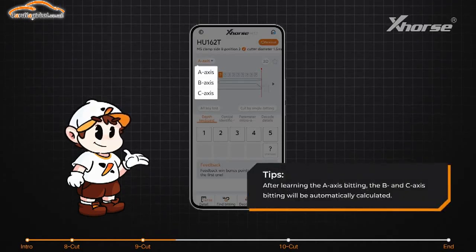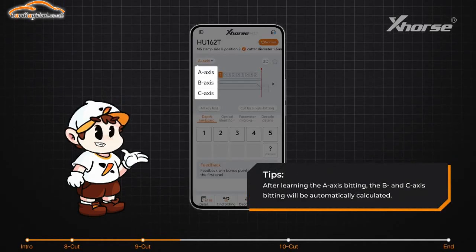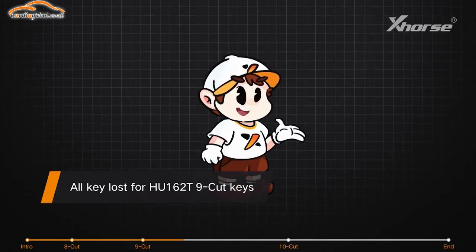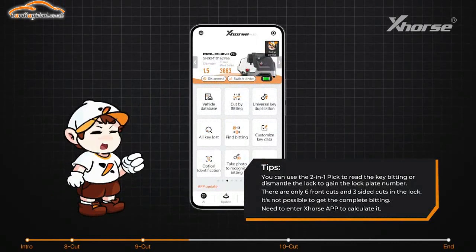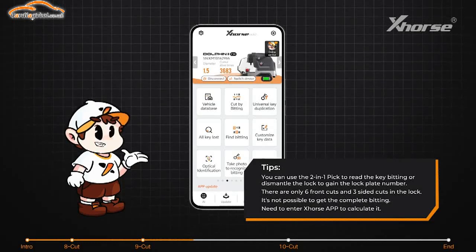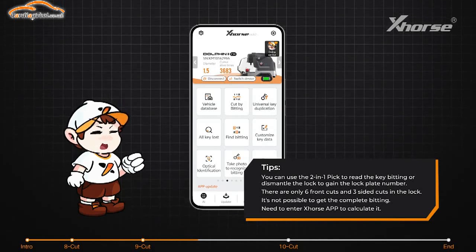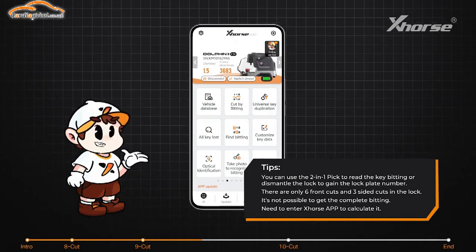Tips: after learning the A-axis bidding, the B and C-axis bidding will be automatically calculated. All key loss for HU162T 9 cut keys. Tips: you can use the 2-in-1 pick to read the key bidding or dismantle the lock to gain the lock plate number. There are only 6 front cuts and 3 sided cuts in the lock. It's not possible to get the complete bidding. Need to enter Xhorse app to calculate it.